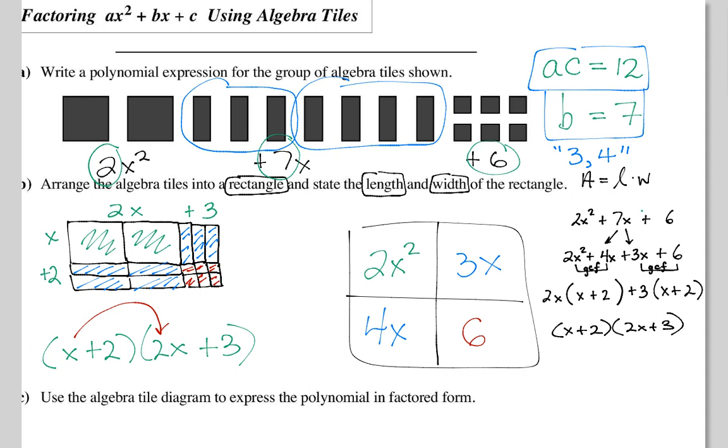So x goes on to 2x. That makes 2x squared. X goes on to 3. That makes these 3x here. 2 goes on to 2x. That's 4x here. And 2 goes on to 3. That's 6 right there. So the length times the width is a binomial times a binomial, and they fill 4 spaces in the grid.